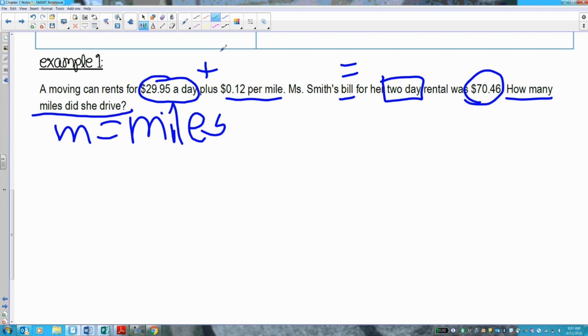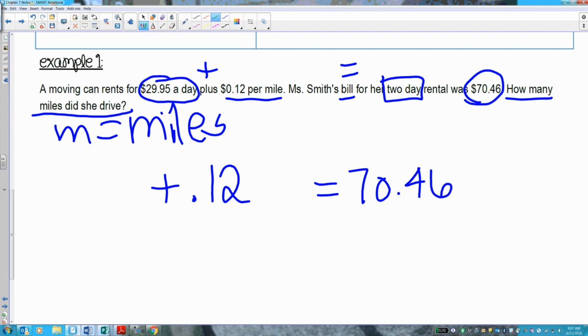So let's go ahead and write this equation. So I know it's going to be equal to $70.46 because that was her bill, which is typically the total. And I know there's going to be addition because it says plus, and I know it's 12 cents per mile. But I don't know how many miles, so that's where my M is going to go.